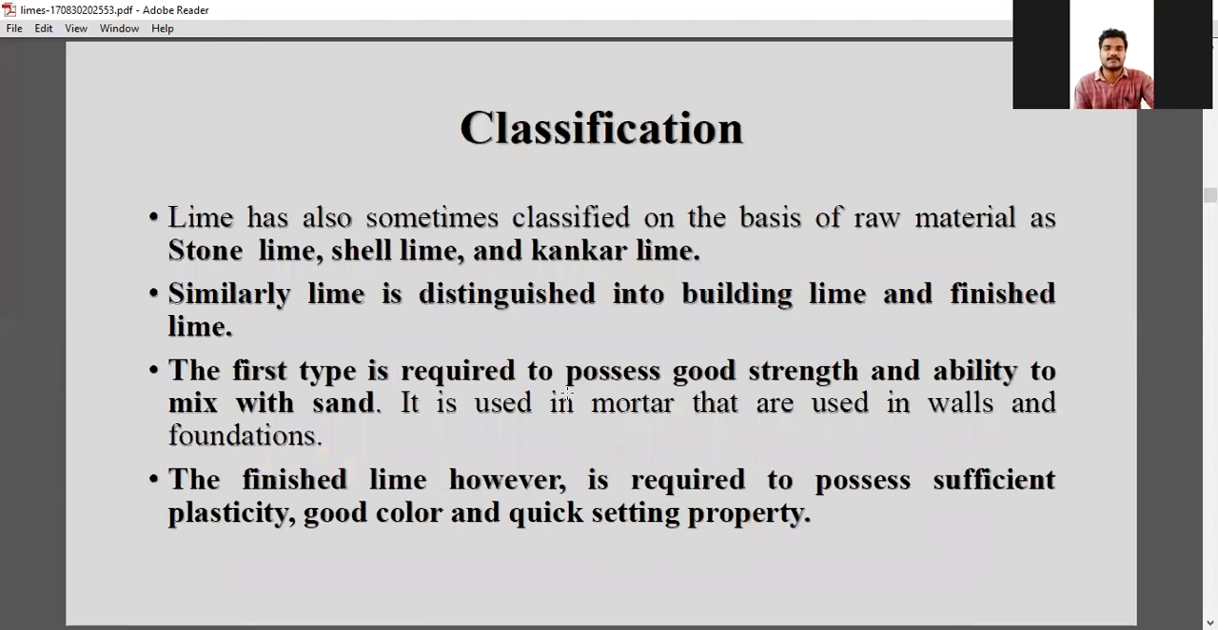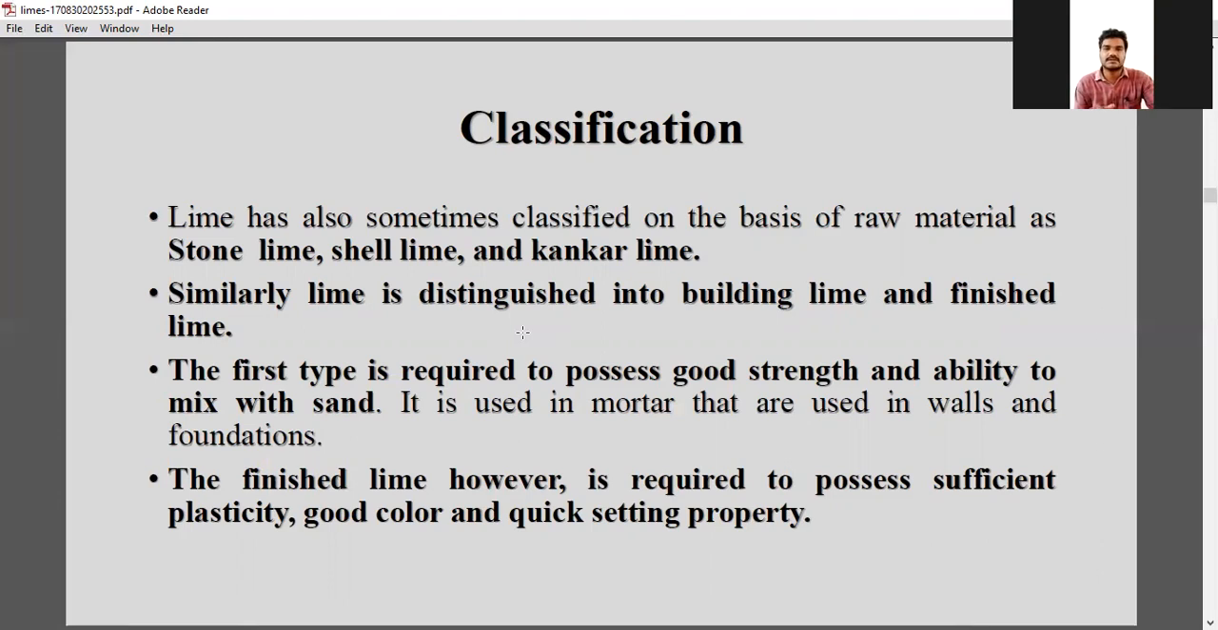Hydraulicity we already explained. Further classification: lime is also sometimes classified on the basis of raw material, means type of raw material. It is stone lime, shell lime, and conker lime. Similarly, lime is distinguished into building lime and finishing lime. Generally in construction of walls, between brick to brick, you apply cement. Similarly, for plastering also you apply cement. Lime is used in the same way, for constructing walls as well as for plastering, so that is building lime and finishing lime.